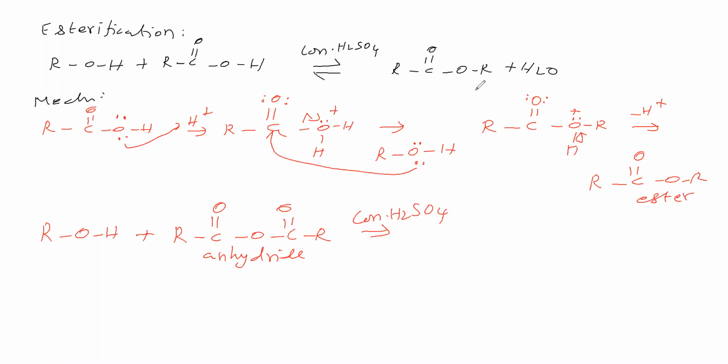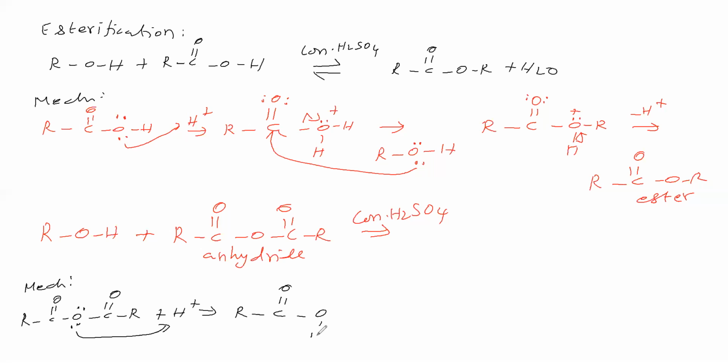That we'll see. First, anhydride will be attacked by acid. So H plus is attacking this anhydride. This anhydride we are writing. This is attacking this H plus. So we are getting R C double bond O, here OH, here a positive charge will be there. It will have only one lone pair.